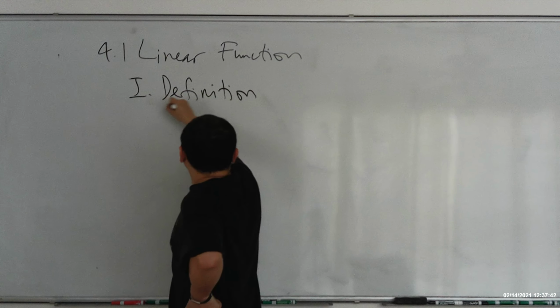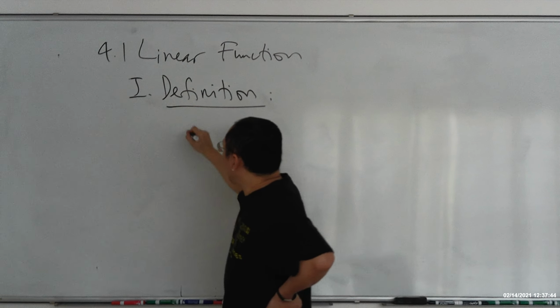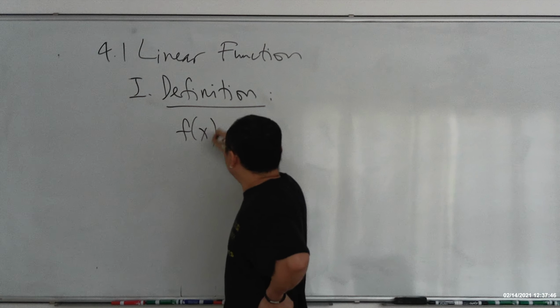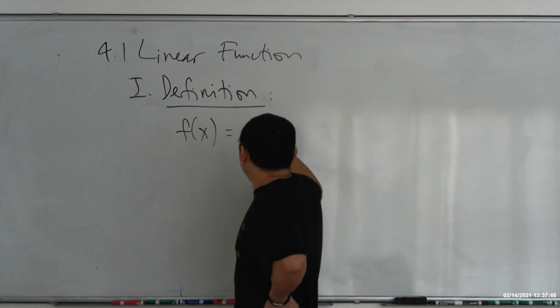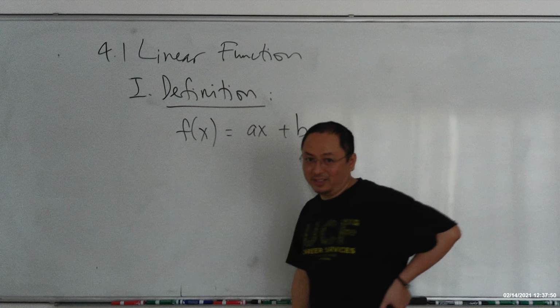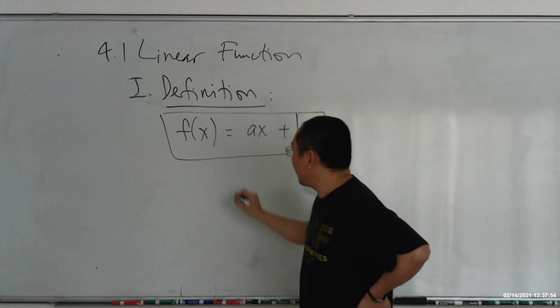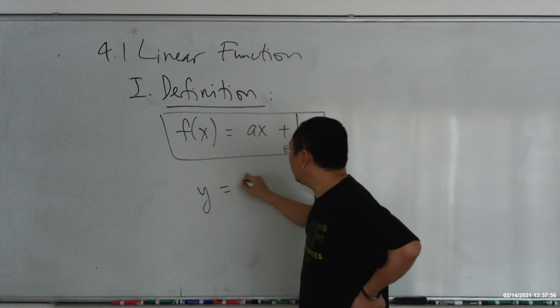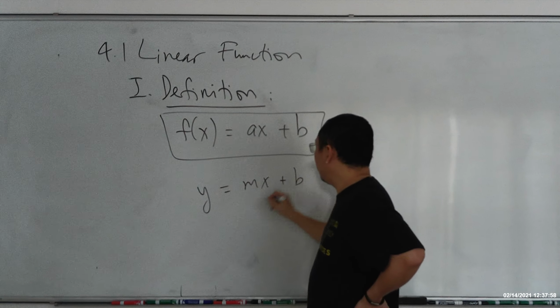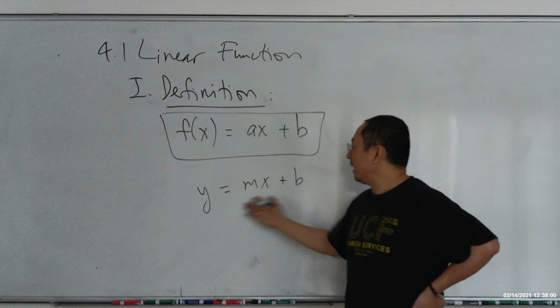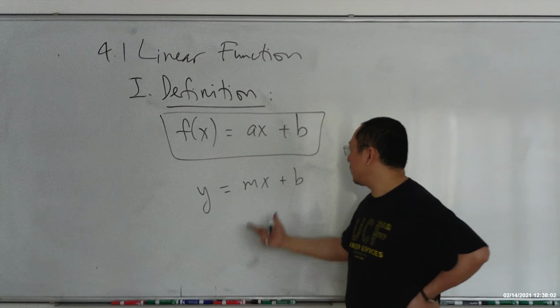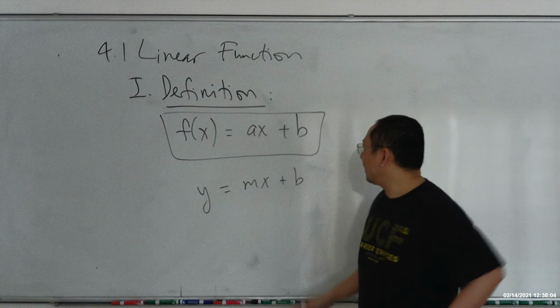A linear function is a function of the form f of x equal to ax plus b. Okay, and I claim that you guys have seen that before. You just write it in a different way. We write it this way: y equal to mx plus b, and we call it what? Linear equation, equation of the line. All right, so let's match them up.